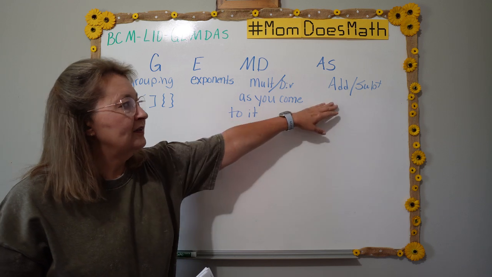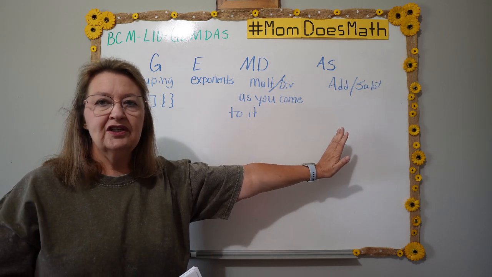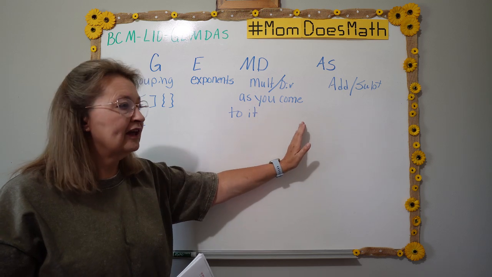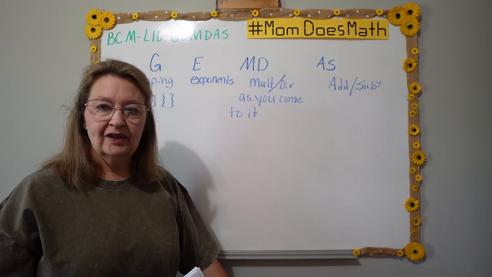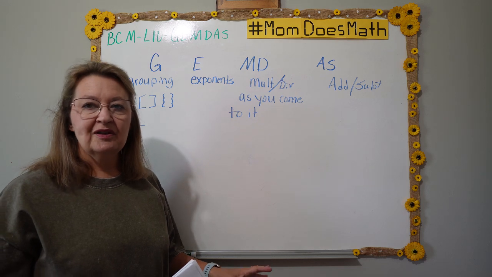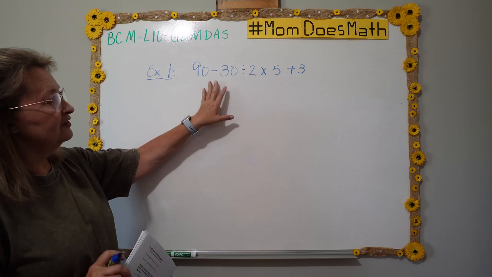Now, the addition and subtraction step is the same way. You don't go through and do all the addition. You start at the left and work your way along, adding and subtracting all the way down. It's a lot easier to understand with some examples, so let me erase the board and we'll get to some. Okay, let's go through this one step at a time.